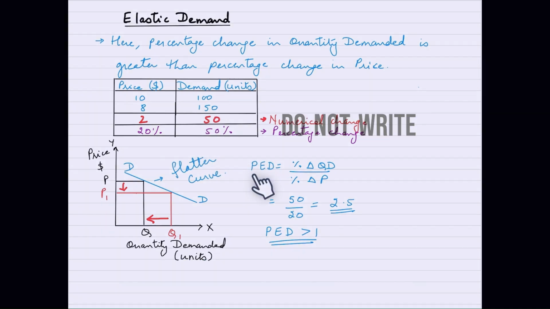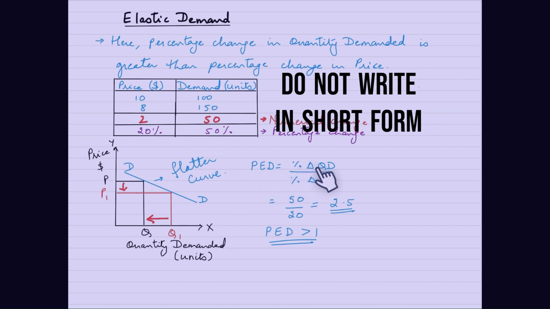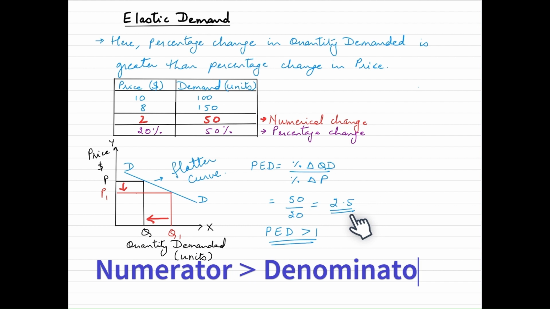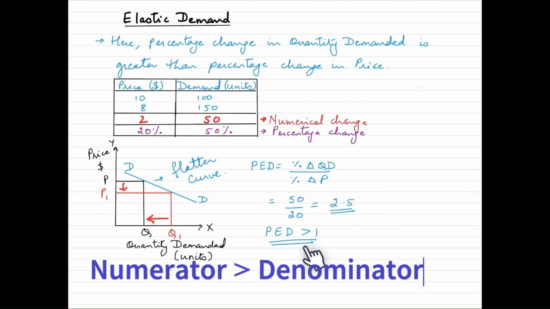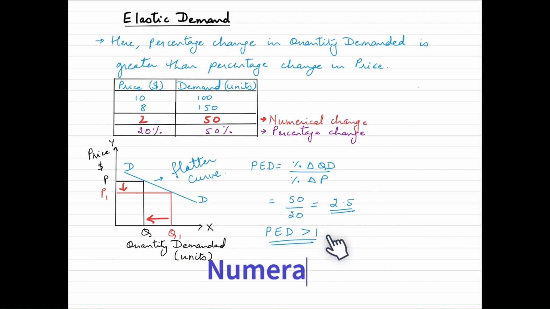Substituting these values in the formula, which is percentage change in quantity demanded over percentage change in price, we get a value of 2.5, which is greater than 1, which is the value of the coefficient for elasticity of demand under elastic demand. It's greater than 1. When a scenario like this gets plotted on a graph, this is the kind of situation you would observe.